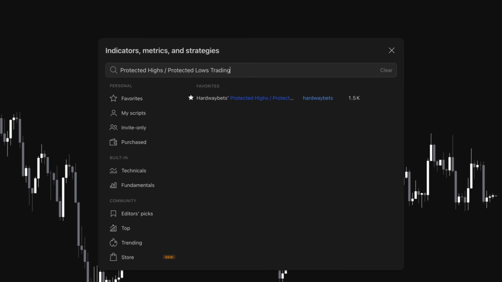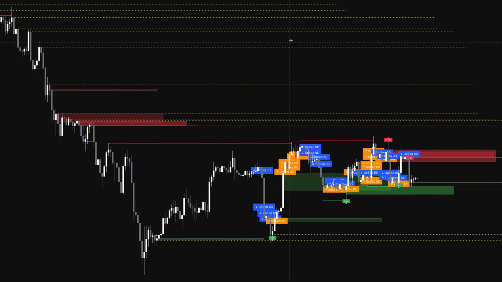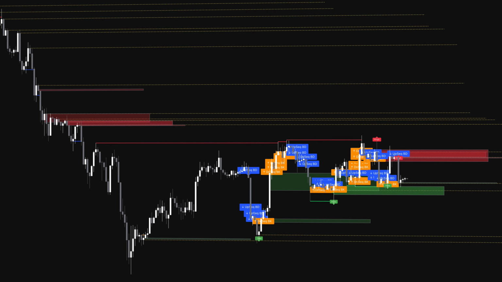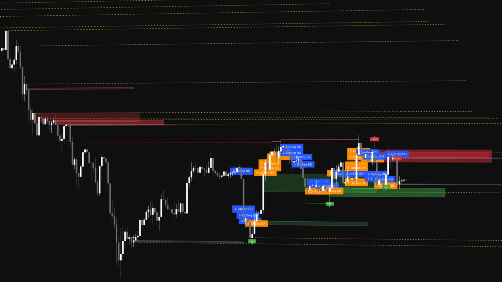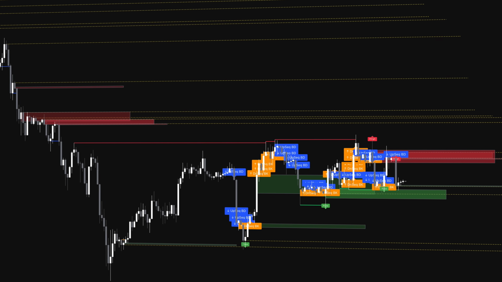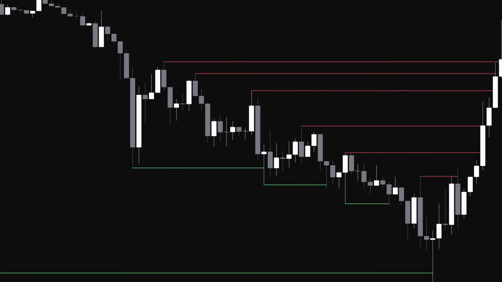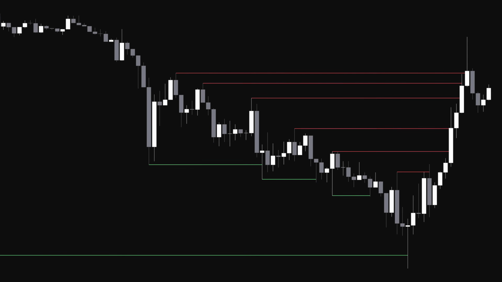Protected highs/protected lows trading. Created by Hardway Bets, this Pine script indicator implements a multi-layered market structure system centered on identifying protected price levels, swing points that institutional theory suggests smart money defends until they're ready to reverse. The indicator operates through three interconnected steps.